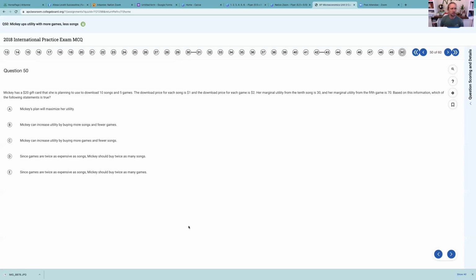She has a $20 gift card she's planning on using to download 10 songs and 5 games. Okay, the download price for each song is $1. This is like a question from 2005. People don't pay money for downloads anymore. The download price for each song is $1. Download price for each game is $2. Marginal utility from the 10th song is 30. Marginal utility from the 5th game is 70. Which of the following statements is true?